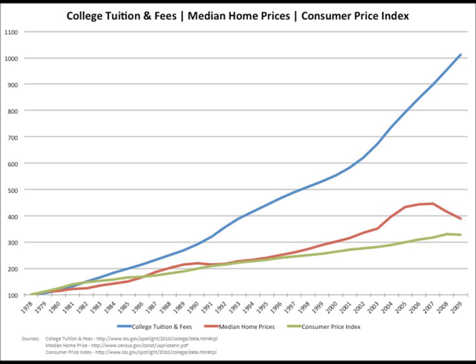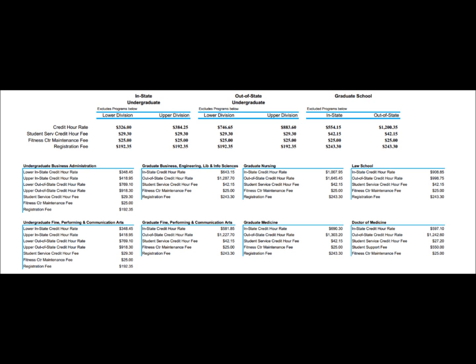This graph shows how college tuition and fees, the median for home prices, and consumer price indexes have increased over time. According to this graph, from 1978 to 1984, college tuition was under $200. Tuition really started to increase during the 90s, and it began to skyrocket around 2001, with it finally surpassing the $1,000 mark by 2009.